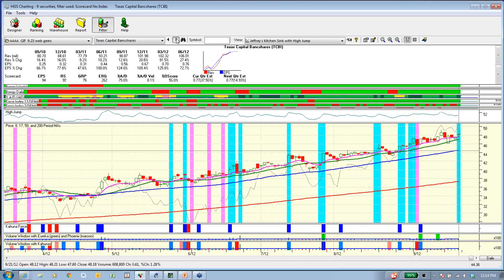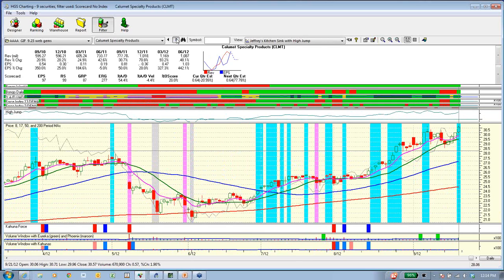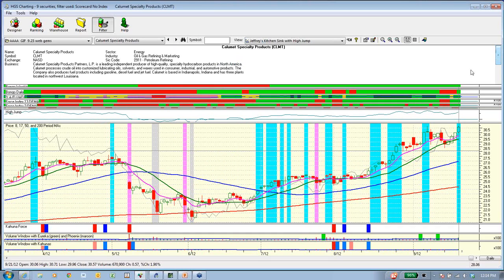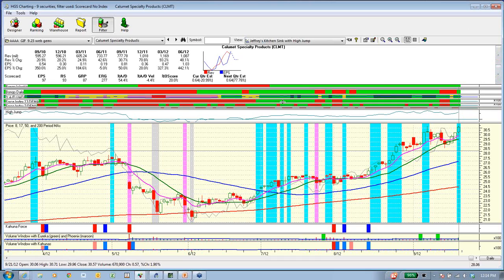Here's that Texas Capital Bank shares that we looked at. Calumet Specialty Products, I always think of this as a refiner, petroleum refining. And you could see, here's a stock, I actually own this stock. It had great earnings per share growth, ran up to the top, high jump issues, pulled back down, starting to run again, doesn't have a whole lot of room to run, got some big earnings coming in.